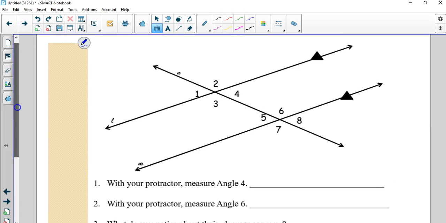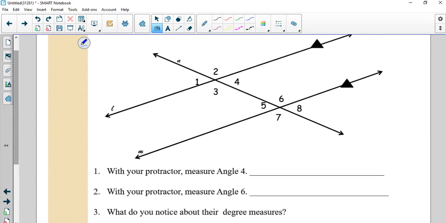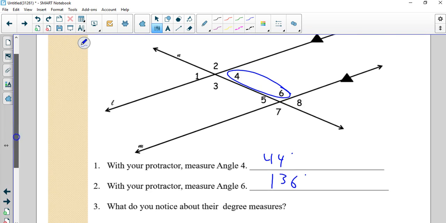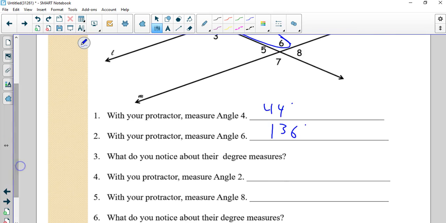So with your protractor, and I'm just going to give this to you, we're going to measure angle 4. Well, first off, if you look at angle 4, it obviously looks acute. And if you measure, it's 44 degrees. You just take my word on it. And then angle 6, right here, is 136 degrees. And we talked about previously, what do you notice about them? They add up to 180.